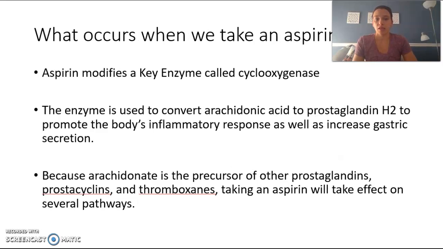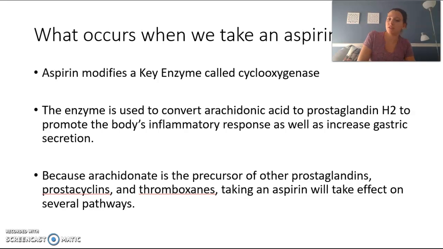Okay, so what occurs when we take aspirin? Aspirin modifies a key enzyme called cyclooxygenase. This enzyme is used to convert arachidonic acid into prostaglandin H2 to promote the body's inflammatory response and increase gastric secretion. This is really at the cellular level what happens when we take aspirin, and how it affects different pathways. The localization of the prostaglandin H2 synthase in the membrane is crucial to its function.